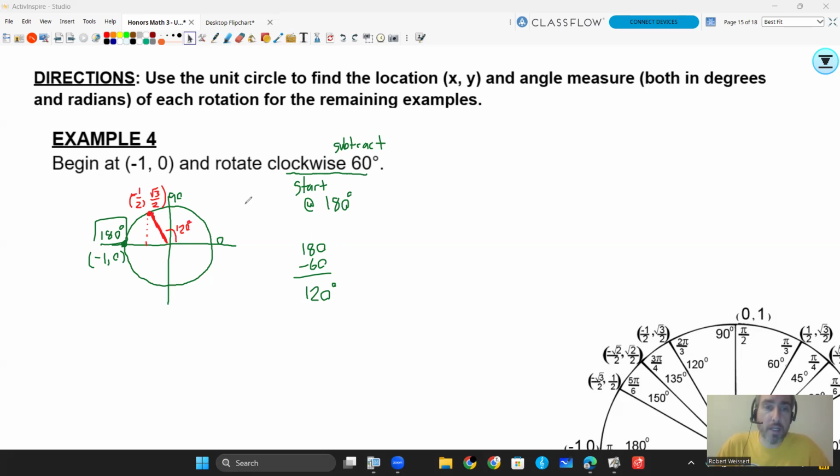We also have to give this as a radian. So to convert to a radian, you'll do 120, put that over 180, reduce that fraction, and multiply it by pi. 12 out of 18 is 2/3. So that's going to be 2/3 pi, or 2 pi over 3. So your final location is going to be at (-1/2, square root of 3 over 2). That's your coordinate. And your angle is going to be at 120 degrees, which is also 2 pi over 3 radians.